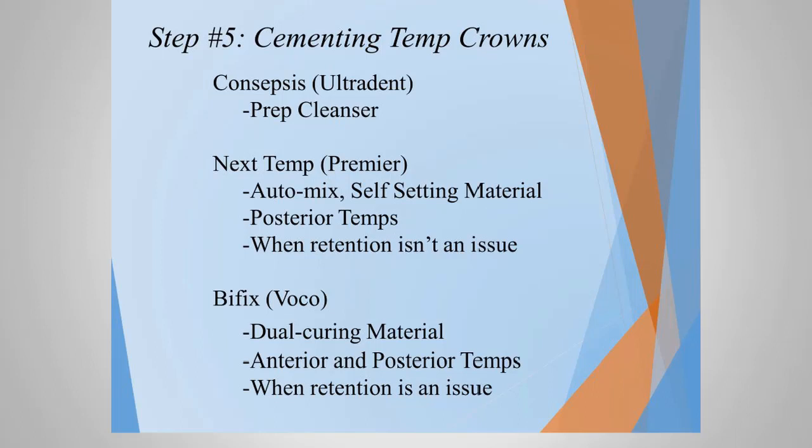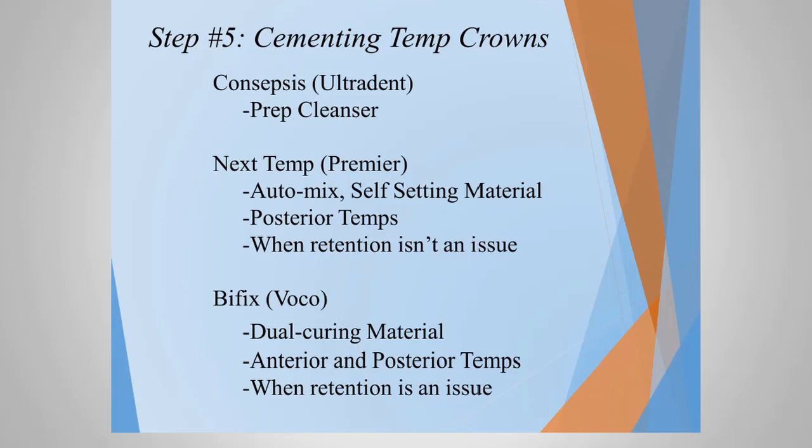temporaries. The temporary cement that I like to use is Next Temp by Premier. Again, it's an auto-mixing, self-setting material. I typically use it in the posterior area when I'm not concerned about retention. Usually when I'm working with teeth like number 20, in between 19 and 21, where I have good retention, I'm not worried about the tooth coming off or falling off due to lack of a good cement. I'll use this. The other one is BiFit by Voco.